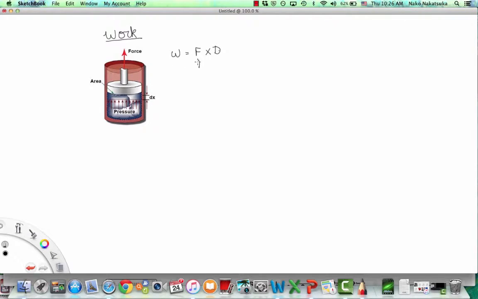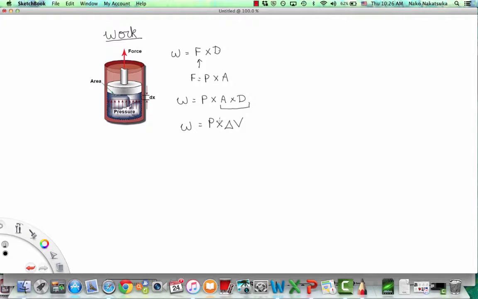Since force can be written as pressure times area, right? The amount of pressure that you're putting into something and the area that you're lifting up, we can rewrite the work equation as pressure times area times distance. Now, if you have area times distance, you can write that as the change in the volume, right? The volume inside of the cylinder. So work can be written as pressure times the change in the volume.